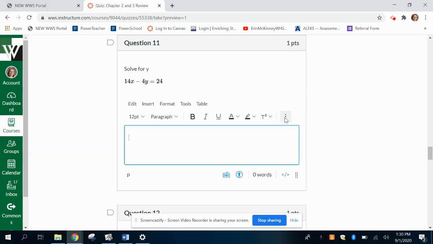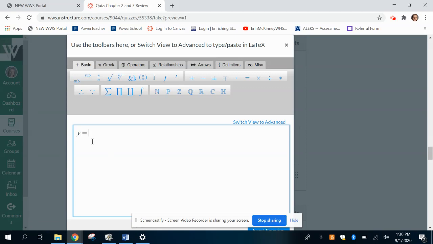Solving for y when you're typing your answer, and again, you're going to have to use the equation editor, but you'll be able to do y equals 7/2, right? Is your fraction button. X, right? Plus whatever. I think it was a minus.